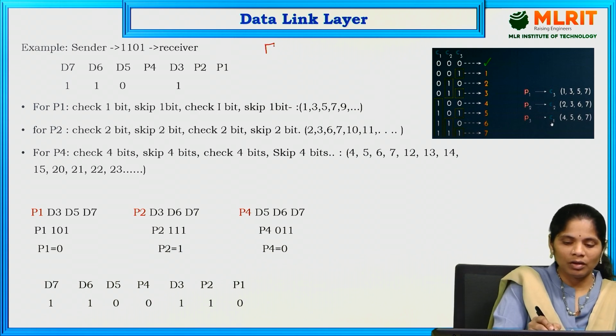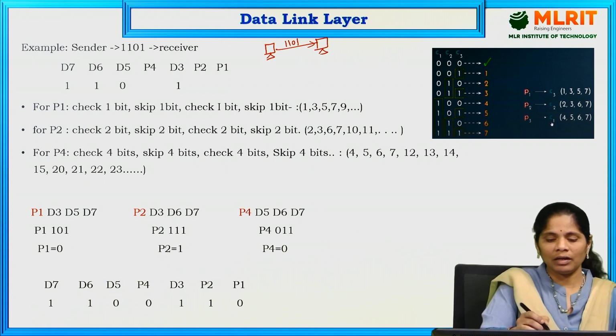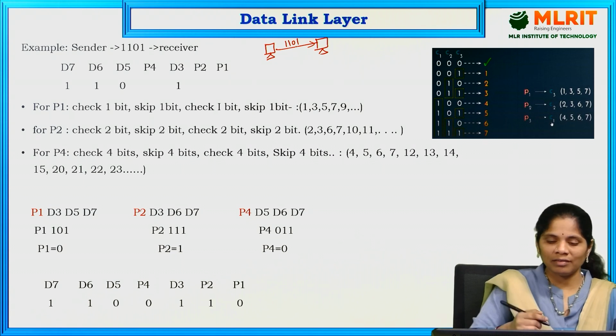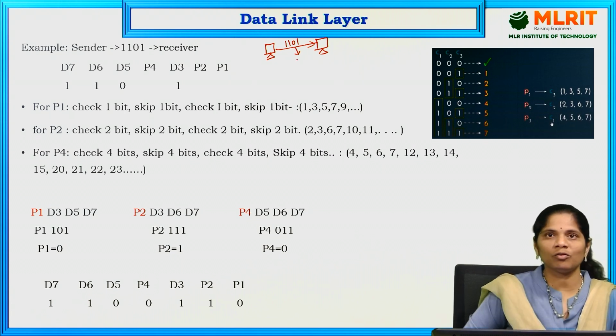From the sender to the receiver, we want to send the data. Which data do we want to send? That is 1101. Why are we writing 1101 here? See, this is binary, right? 1s and 0s come under binary.